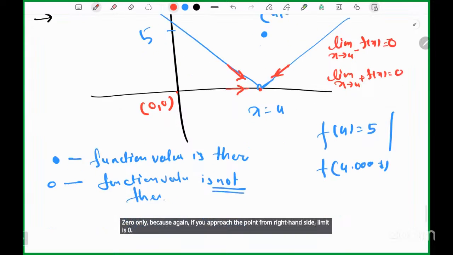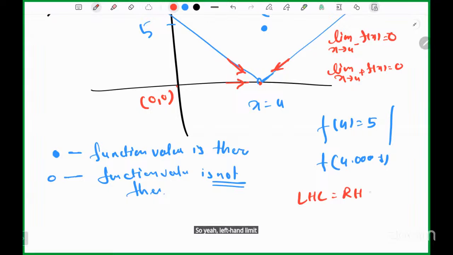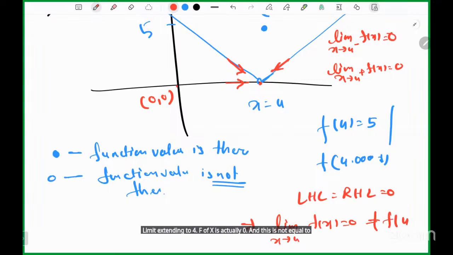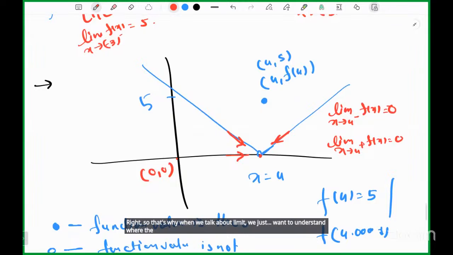So here what is happening? We are getting the left hand limit same as the right hand limit. That means the limit exists. Here the left hand limit is the same as the right hand limit, which is equal to 0. So you can conclude that the limit as x extends to 4 of f of x is actually 0. And this is not equal to the value of the function. So when we talk about limit, we just want to understand which value the function is getting closer and closer to, not the exact value.